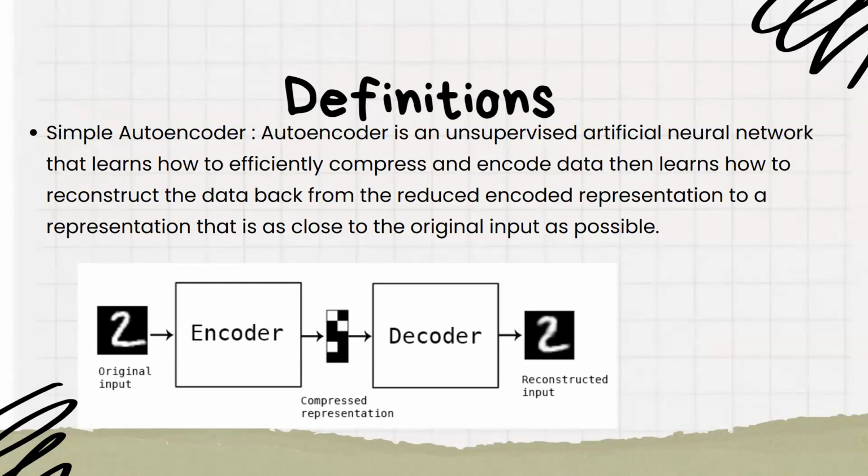This autoencoder is a neural network based model that compresses and encodes the data. Due to the use of neural networks, it learns how to reconstruct the input image from the compressed pixels.